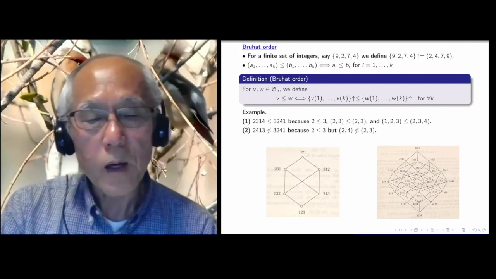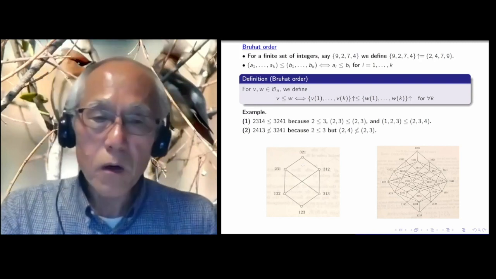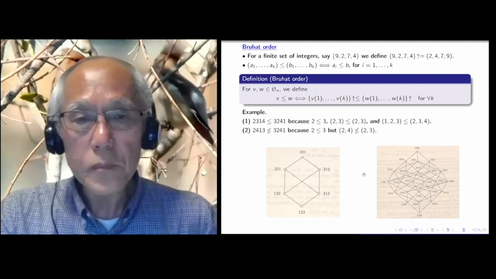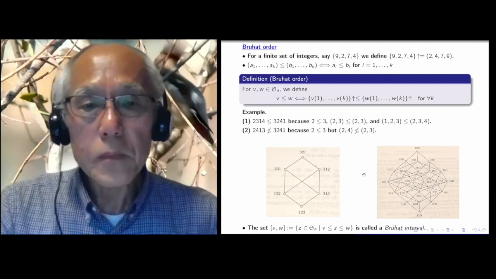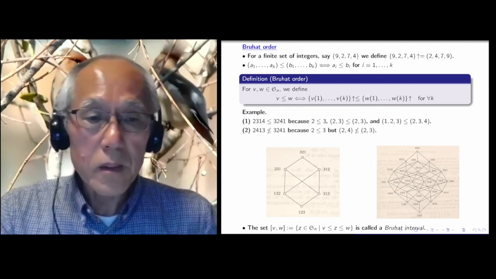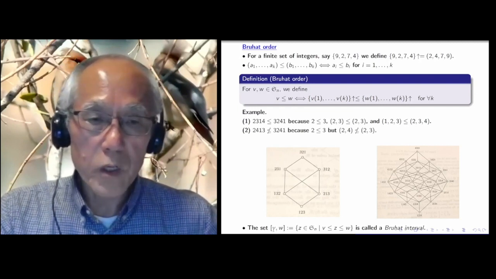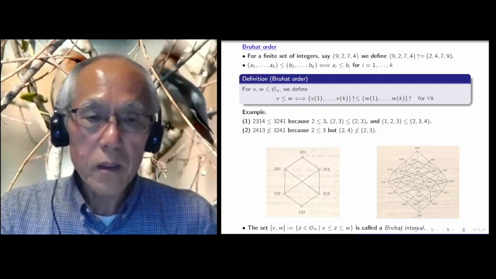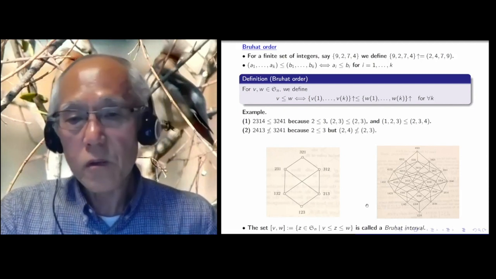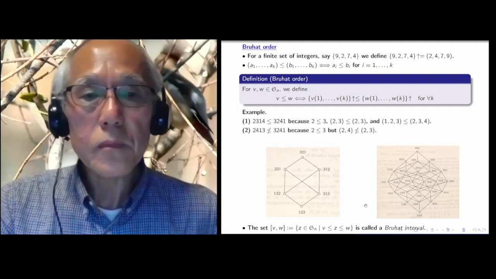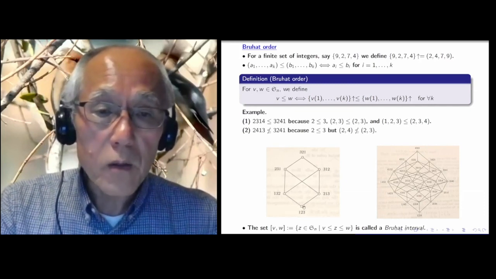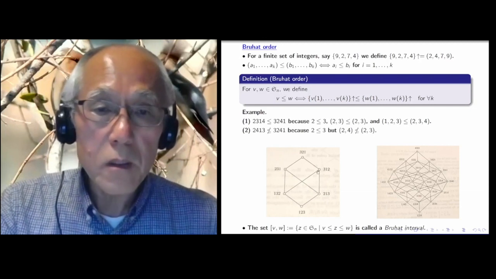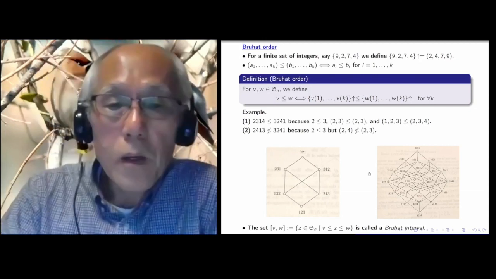Or you can define the length of a permutation by looking at the number of inversions of the permutation. So anyway, this is the Bruhat order. And the Bruhat interval, the Bruhat interval [B, W], is all permutations between B and W. For instance, if B is this one and W is this one, then the Bruhat interval consists of 4 elements. Okay.